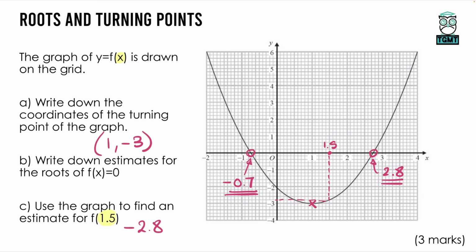So in that one there, it asked us to go along from x, where x is 1.5, and read the graph. And the graph there, we have a negative 3. Well, just above, so minus 2.8.